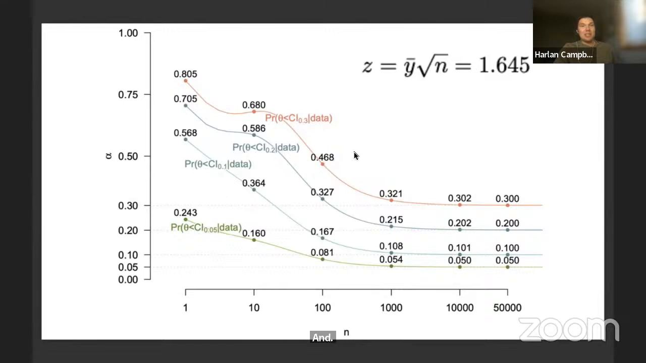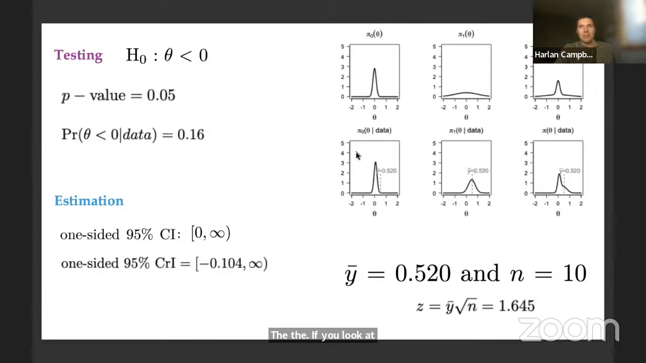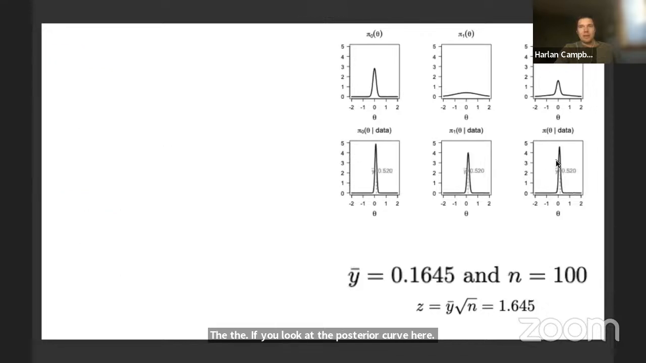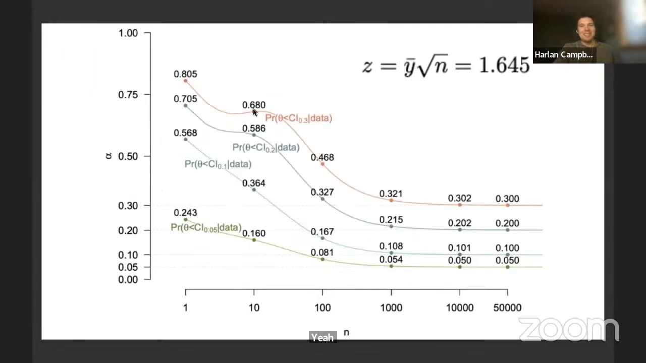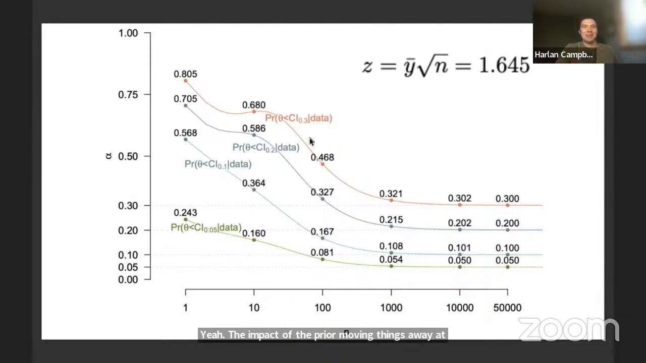That is a rather curious behavior, and the only thing I can say about that is that along the way, if you look at the posterior curve here, yeah, you know what? I don't really know what to make of that. Perhaps others have opinions on why that is. I thought I had something smart to say, but yeah, it's a curious phenomenon. Yeah, the impact of the prior moving things away at these small sample sizes is perhaps the only thing that can explain that.